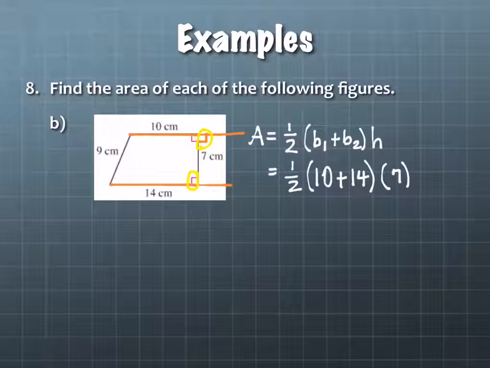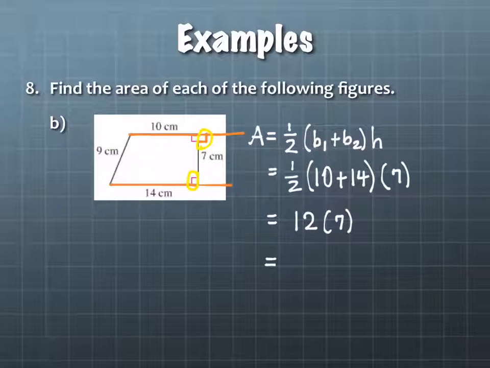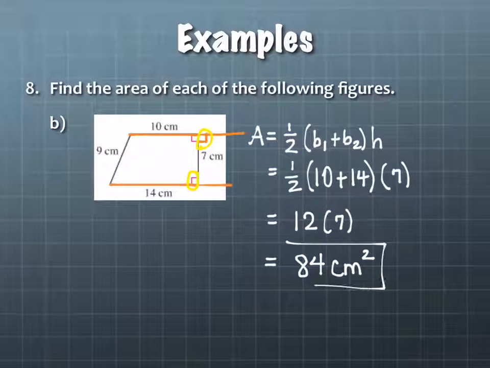Okay, good. So if I take 10 plus 14, I get what? 24. So what's half of 24? 12. So this becomes 12 times 7. You don't necessarily have to write the 12 times 7 down, but you can if you'd like. Does anyone know what 12 times 7 is? It is 84. 84 what? Square centimeters would be our area for this trapezoid.